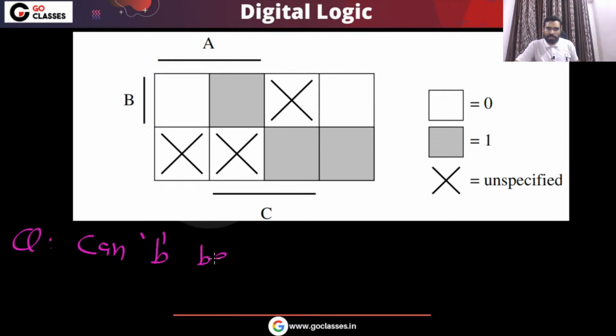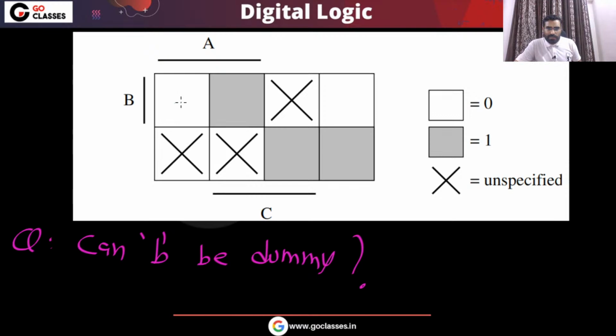Can B be dummy? Can you make B dummy? Okay, so check it. Remember, this is 0, 0. Making B dummy means keep everything else the same, just change B. Only change B. So you are going from here to here.